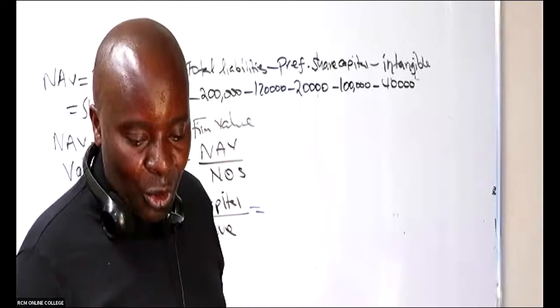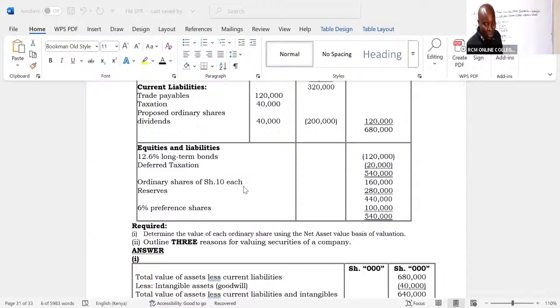If you look at the balance sheet we are given, my friends, it has ordinary shares of 10 each. The 10 is the par value. And you can see here, it is coming to how much? 280,000? No, 160,000. Ordinary shares, share capital is 160,000. So 160,000 divided by 10 will end up giving me 16,000 shares.